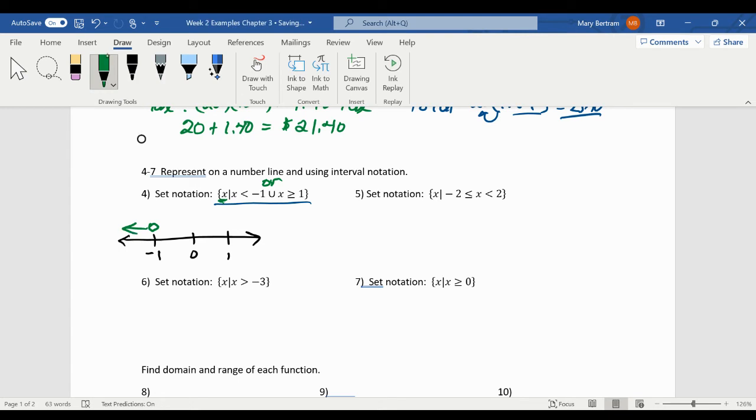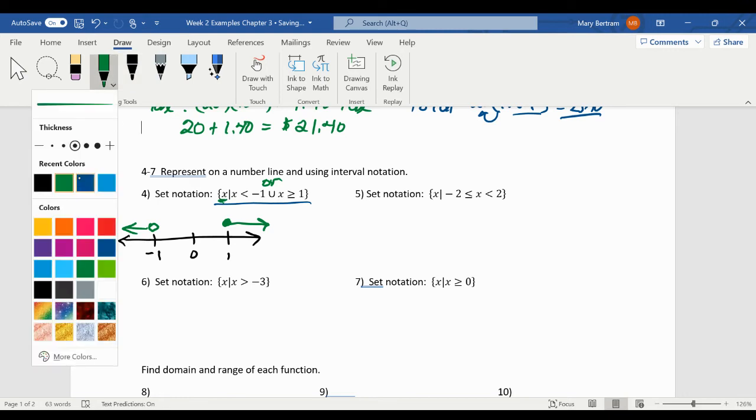Greater than or equal to 1, that would be a closed circle. And greater than, we would draw to the right. So that's the number line. But then if we want the interval notation, we would have to have two different intervals.